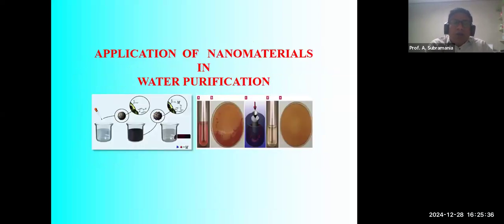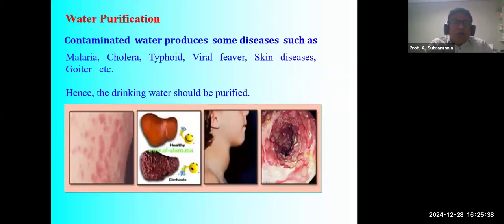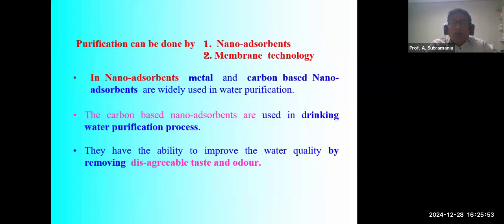Then applications of nanomaterials in water purification. Contaminated water produces diseases such as malaria, cholera, typhoid, viral fever, skin diseases, goiter, etc. Hence, the drinking water should be purified. Purification can be done by nano-adsorbents or membrane technology. In nano-adsorbents, metal or carbon-based nano-adsorbents are widely used in water purification. The carbon-based nano-adsorbents are used in the drinking water purification process.